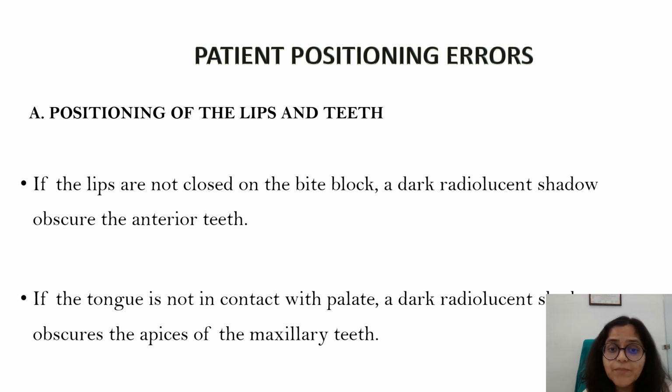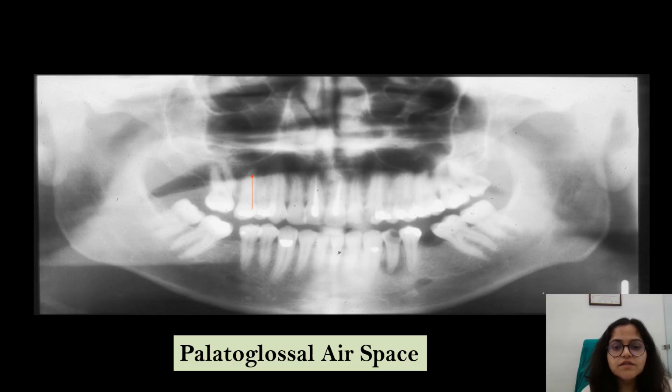First is the positioning of the lip and teeth. If the lips are not closed on the bite block, a dark radiolucent shadow obscures the anterior teeth. If the tongue is not in contact with the palate, a dark radiolucent shadow obscures the apices of the maxillary teeth. So if the lip is not closed, there is a radiolucent shadow on the anterior teeth, and if the tongue is not in contact with the palate, the dark radiolucent shadow will obscure the apices of your maxillary teeth. These are the palatoglossal air spaces.